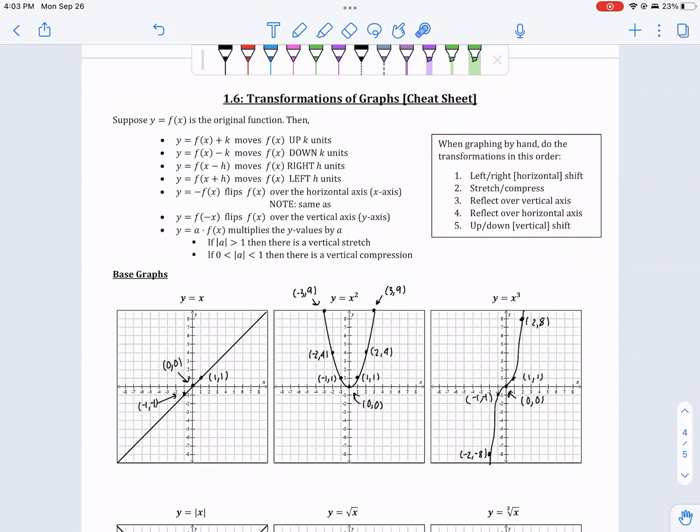Left and right shifts first. Left and right first, then stretch and compress, then any reflections, then the up and down shift. So we're going to do these up and down shifts very, very last. Left, right, then stretch and compress, then any reflections, then up and down.